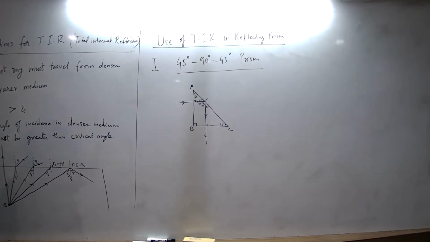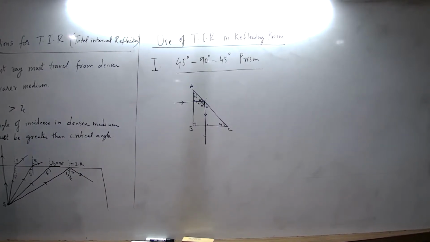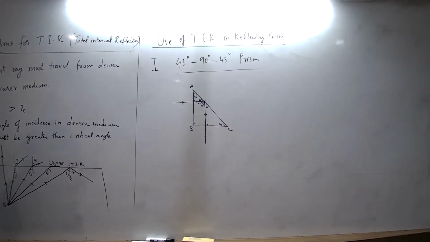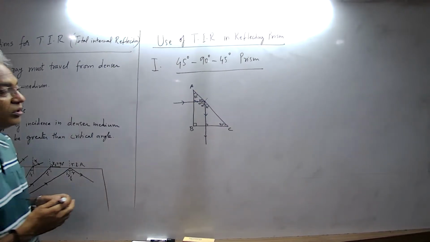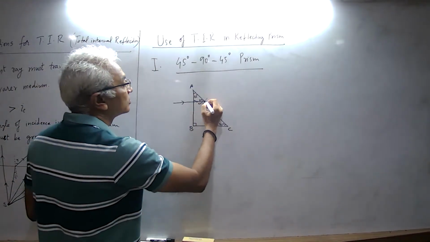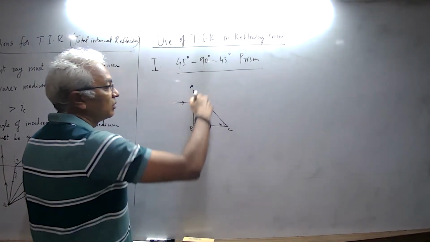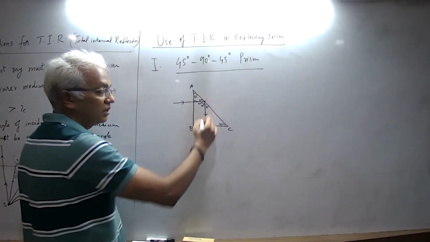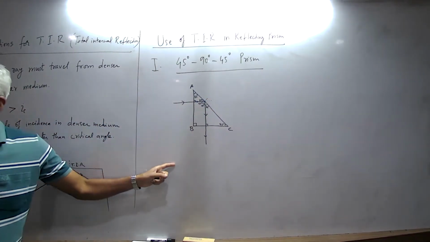Deviation क्या होता है? हमने lateral shift cover किया ना? Deviation बताया था? Angle between incident and emergent, है ना? So incident का direction क्या है? Emergent का direction ये है. What is the angle of deviation? Full angle, 90 degree. ठीक है?